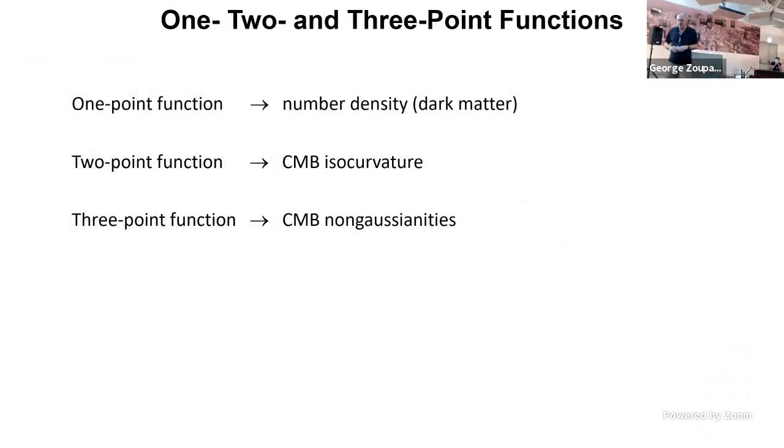So if you calculate beta of k, just beta of k squared gives you the number density. For instance, if you're creating a particle that will be dark matter, it would give you the number density of dark matter. So that's just the one-point function. You can calculate the two-point function, and that leads to CMB isocurvature, which is potentially observable in the CMB, and the three-point function leads to CMB non-Gaussianities.